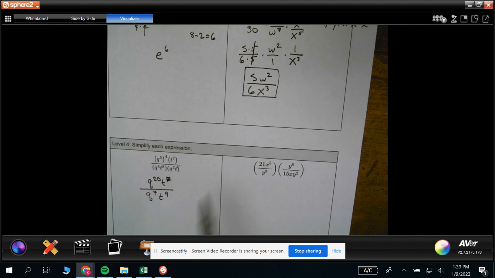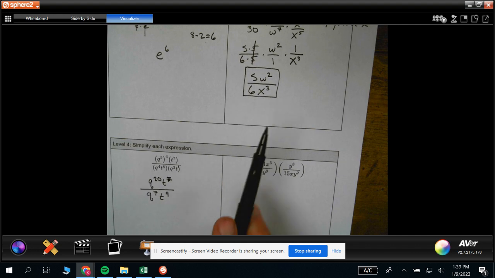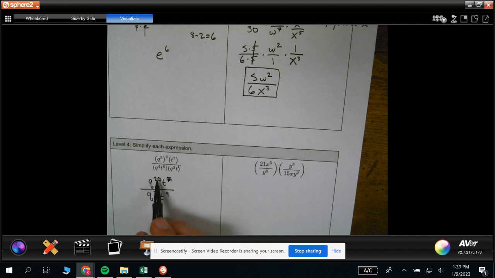Now this problem looks a lot like the one we just did up here. Break it up into two fractions. Q to the 20th over Q to the 7th. 20 minus 7 is 13. T to the 7th over T to the 9th. Well, 7 on top, 9 on the bottom, so the extras are going to stay on the bottom. 7 minus 9 is negative 2. So it's 1 over T squared. Again, after I cancel out 7 T's, I'm left with 2 T's on the bottom.